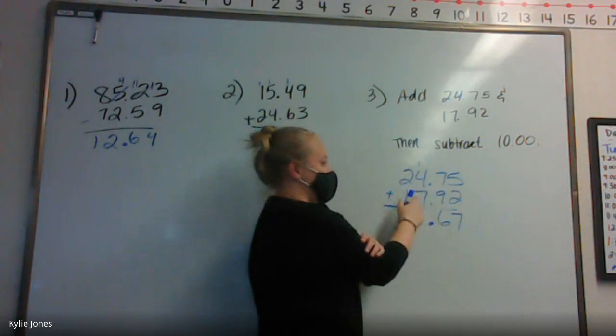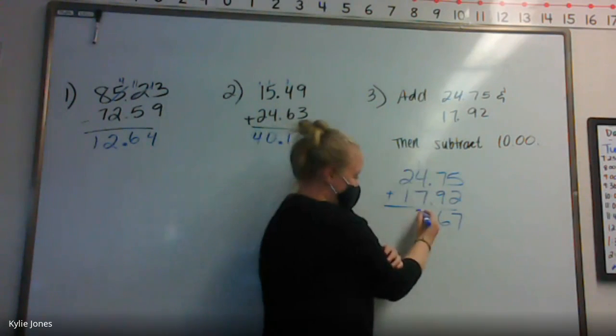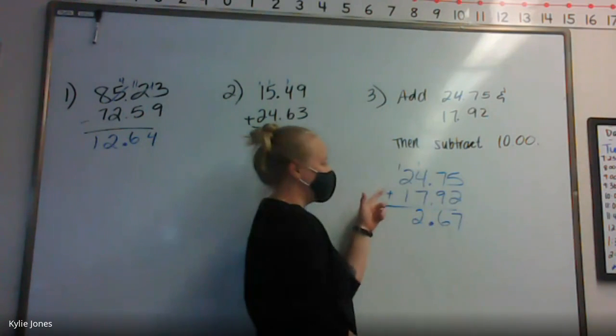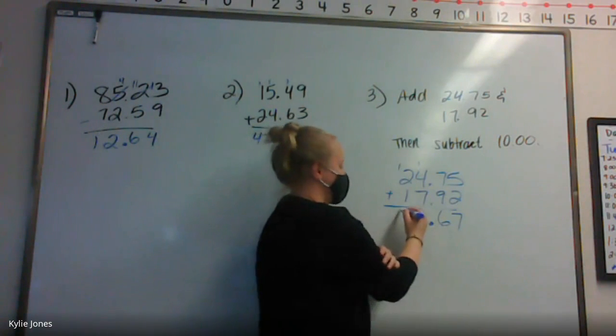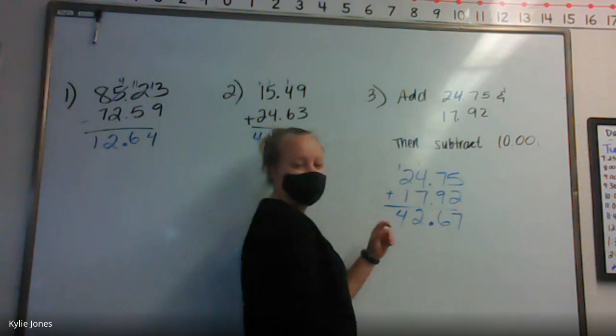What is 4 plus 7? 11. Plus 1? 12. Carry your 1. 1 plus 2 plus 1? 4. Yeah, sorry, I did that one differently. So we have 42.67. Then what's the next step?